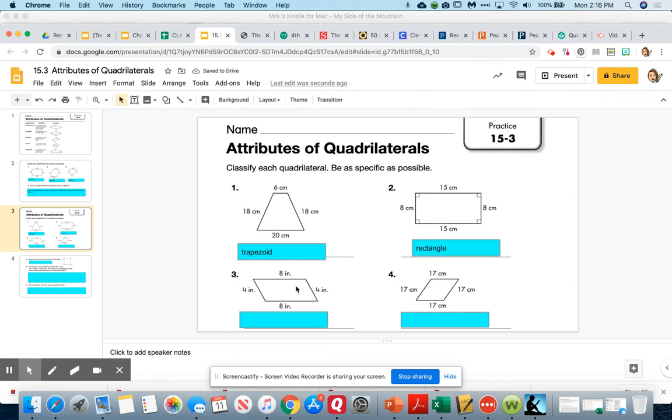On this shape, we have these 2 sides are the same and parallel. These 2 sides are the same and parallel, but we don't have any right angles, so it can't be a rectangle. And it's not a rhombus because the sides aren't all the same length. So this one is just a parallelogram. It's hard for me to spell that word. And then this one, we've got 17. All the sides are the same, but no right angles. So we call that a rhombus.